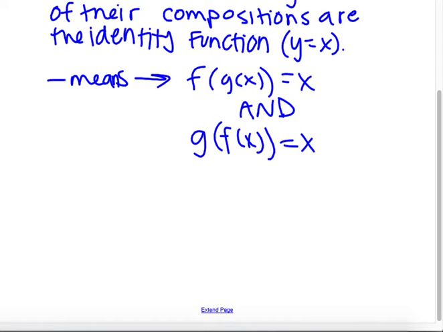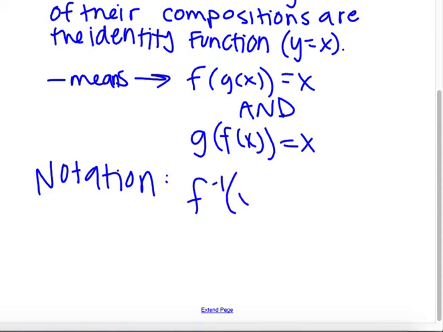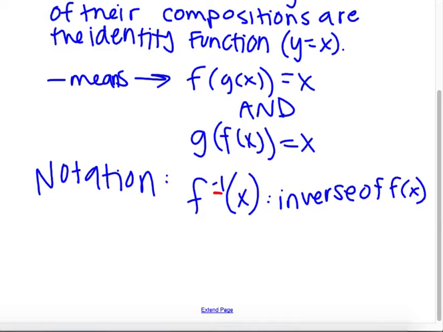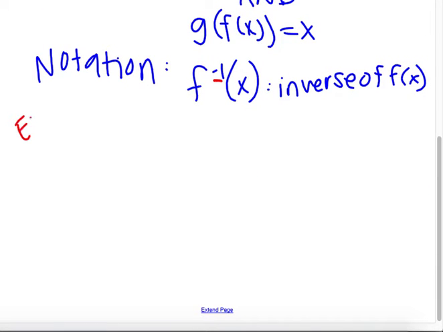And the notation, just so you know, the notation is usually for inverses. If you have a function f of x, f negative 1 of x is the inverse of f of x. And this may seem familiar to some of you. That little negative 1 is not the exponent, it's just part of the name.